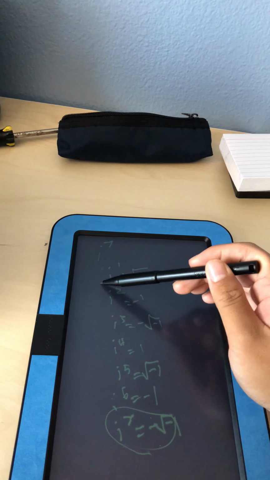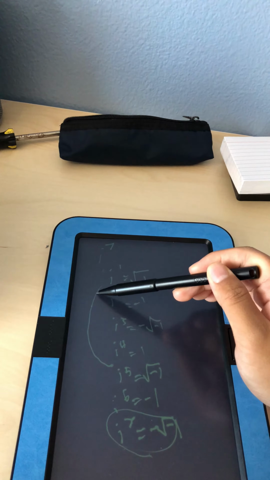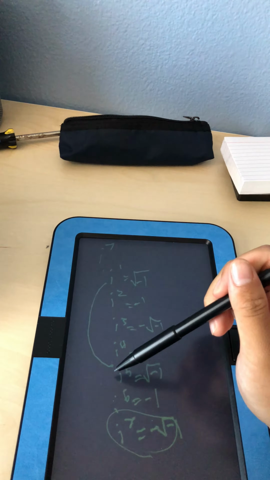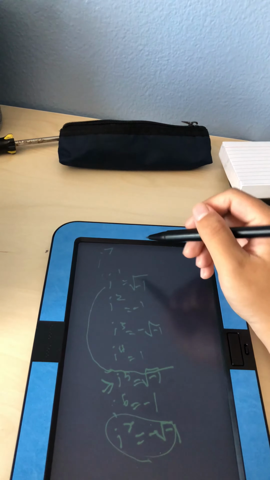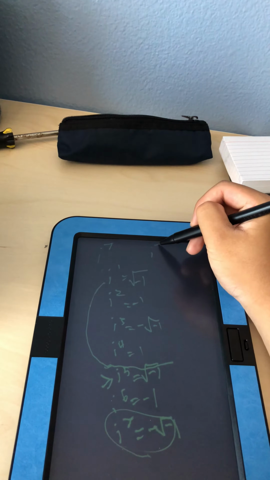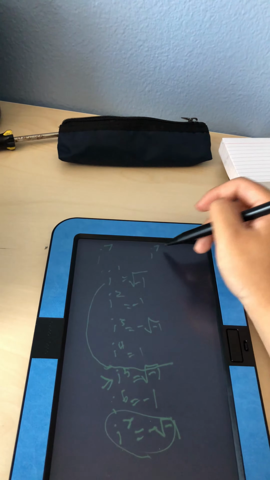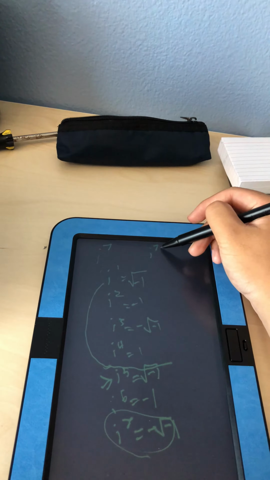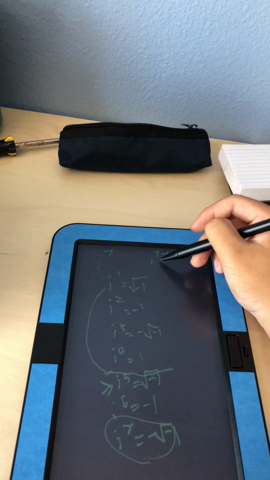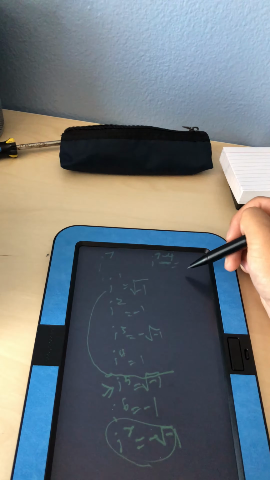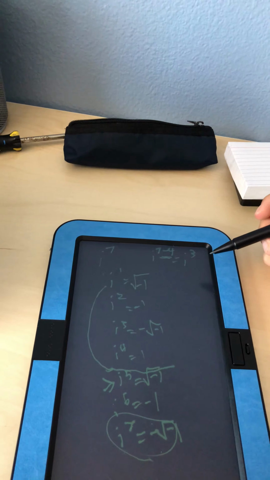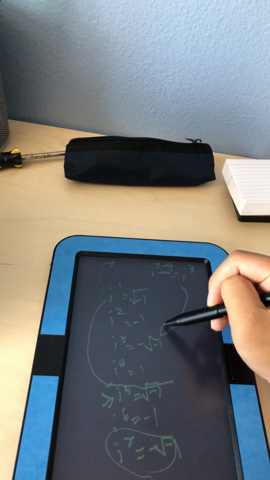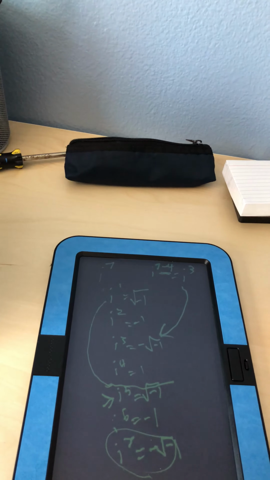So we know that the pattern is in 4 terms, and it restarts after the 4th term. So it restarts at i to the 5th. An easy way to remember this is you take the problem, so the problem was i to the 7th, and if it's over 4, you subtract 4, so i to the third. And then what's i to the third? Easily remembered, negative square root of -1.